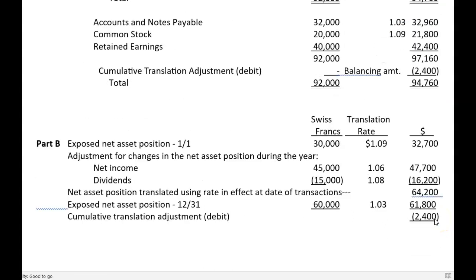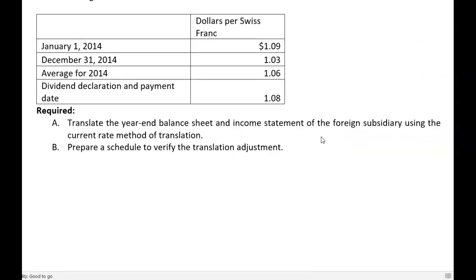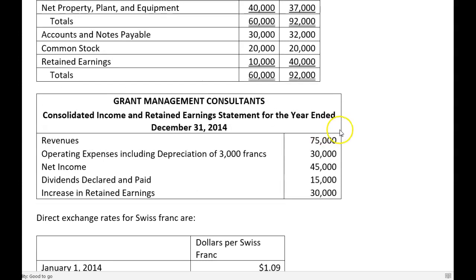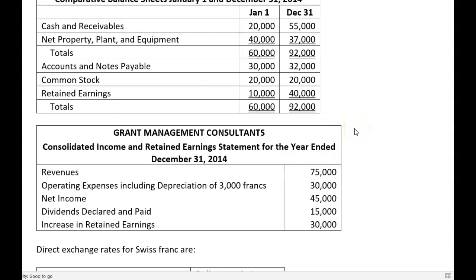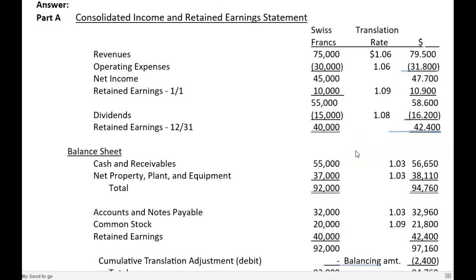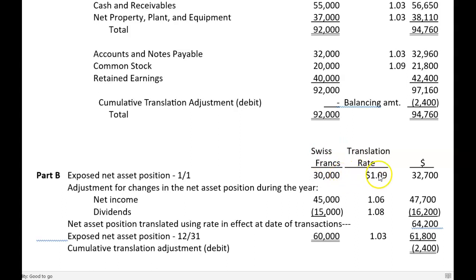Right. Then to prove that out, we take what's called the exposed, in this case, net asset position. So if you think about what net assets are, okay, we can go back up here. The net assets at the beginning of the period would be the common stock and retained earnings. So assets minus liabilities, net assets, or 30,000. Okay. Start off with the 30,000, beginning of the period rate, 32.7.